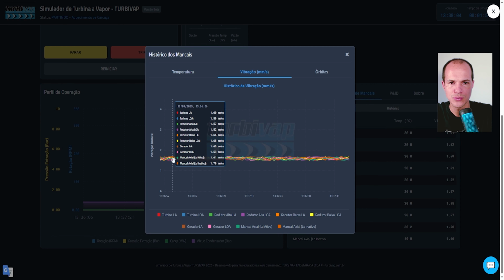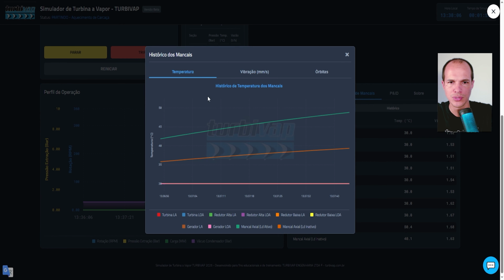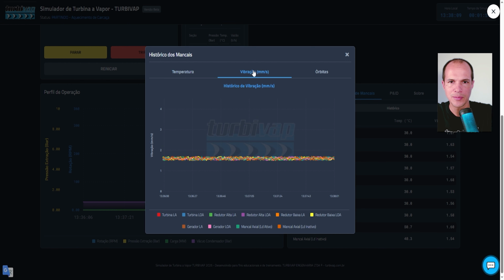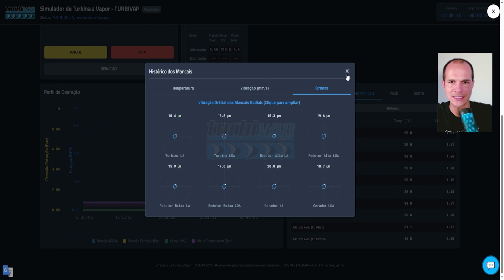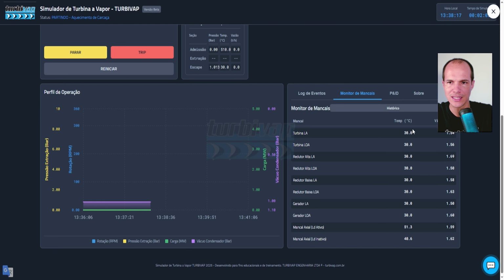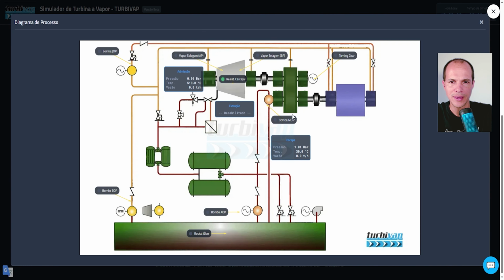Here we have the bearing monitor, so we will be able to observe all types of data: the temperature graph, its evolution, and then the vibration orbitals. We click here and see the vibration peaks and everything else. Here are its dynamics.